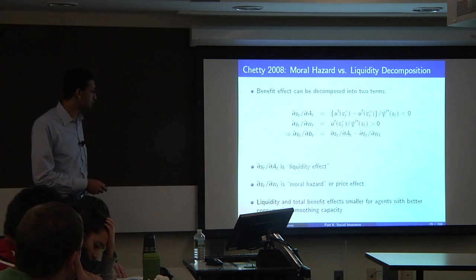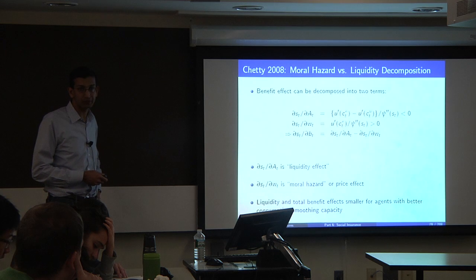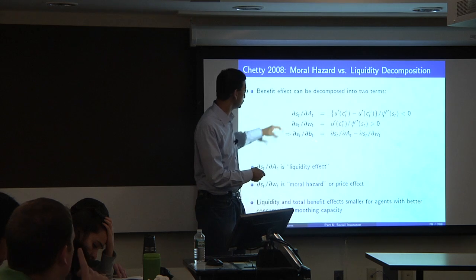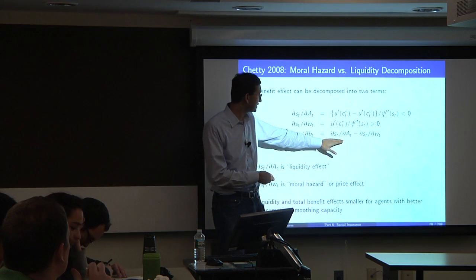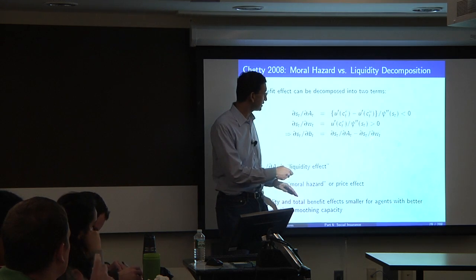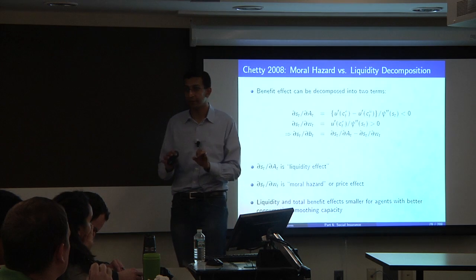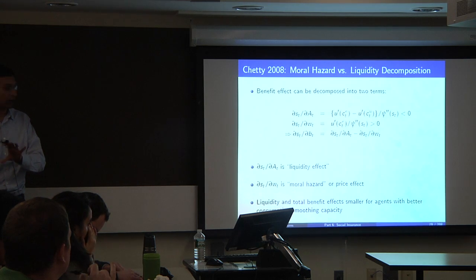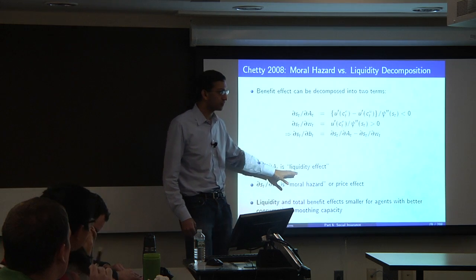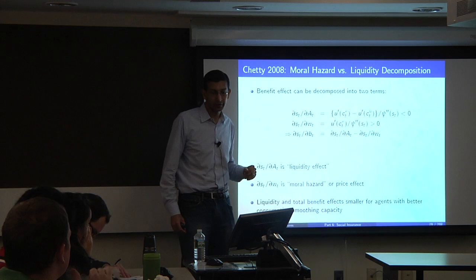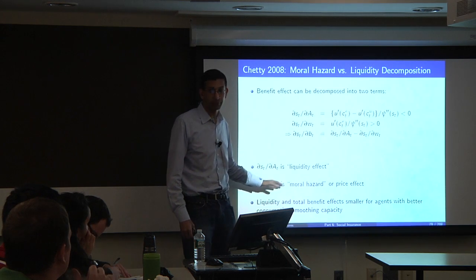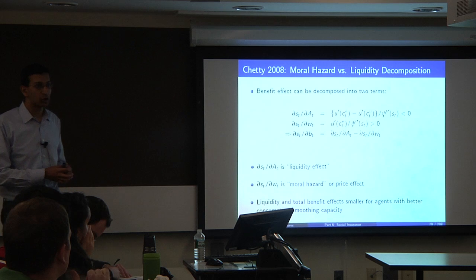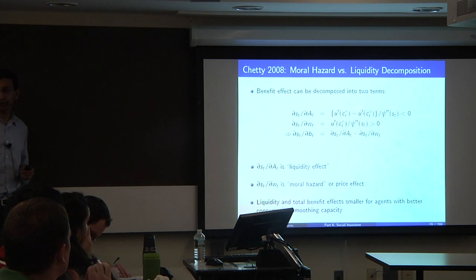But let's just talk about the intuition of what these derivatives capture. If you just look at these two expressions, you can write ds_t/db_t as ds_t/da_t minus ds_t/dw_t. In other words, you can decompose the effect of a benefit change on search intensity into two parts. One that I'm going to call a liquidity effect. It's kind of like an income effect in a static model. And the other is a price effect, or you can think of it as a moral hazard effect in this context. So what is the effect of raising your unemployment benefits by $1?